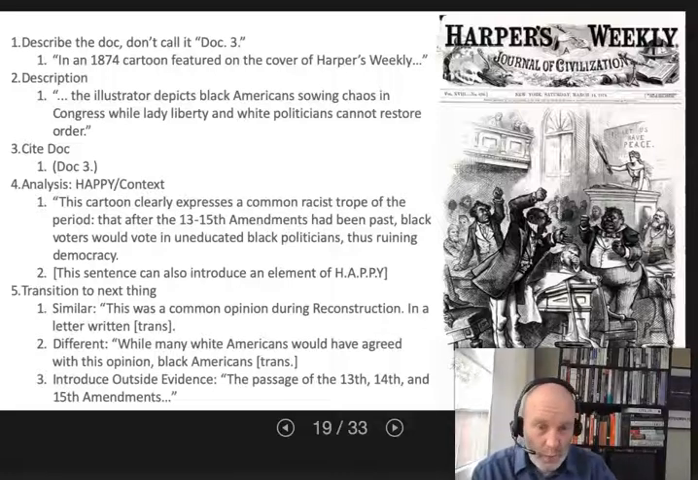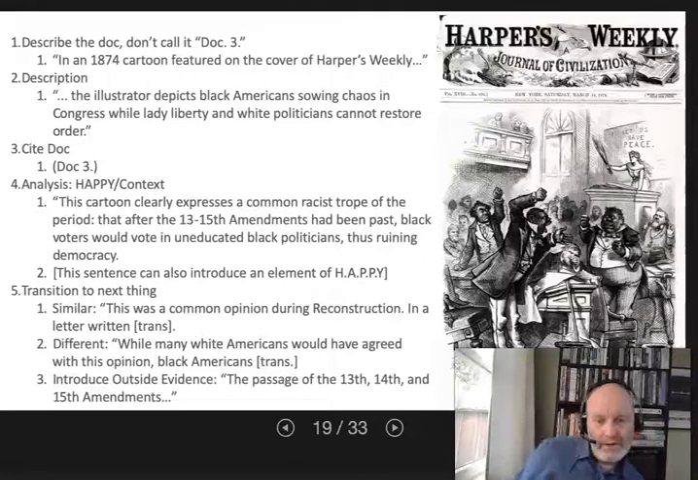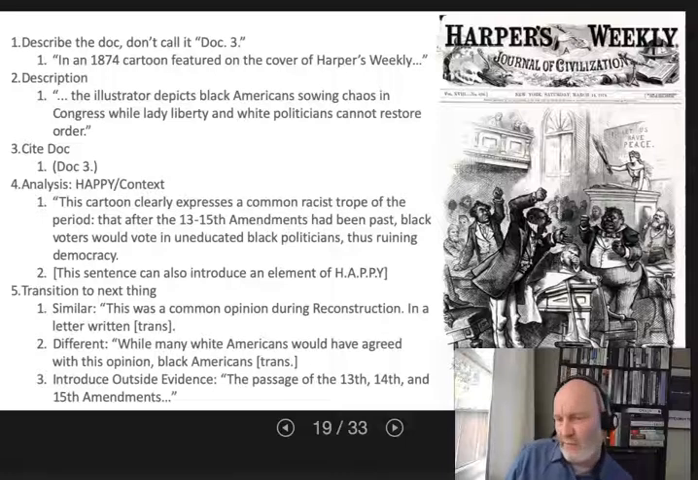Citation, right? What is it? Don't forget to cite, cite, cite. Now I do my analysis, I do my happy, I do my whatever. It clearly expresses a common racist trope of the period after the 13th to 15th Amendments had been passed: that Black voters would vote in uneducated Black politicians, thus ruining democracy, right? A common racist trope. So this is basically perspective, point of view, audience.